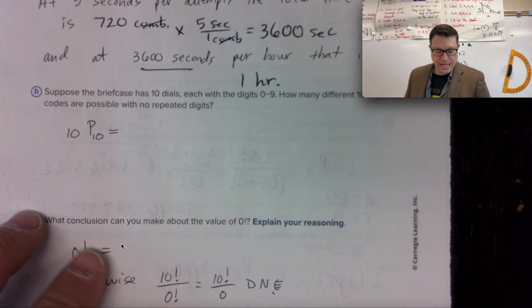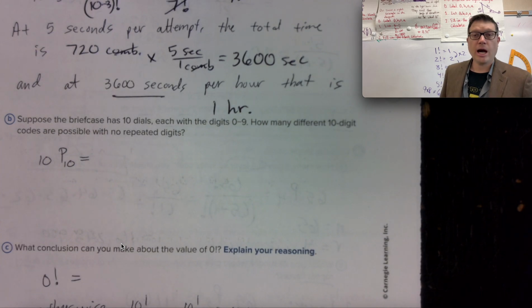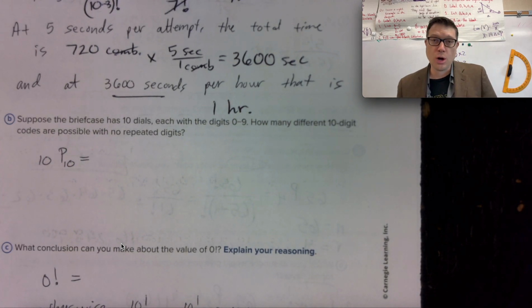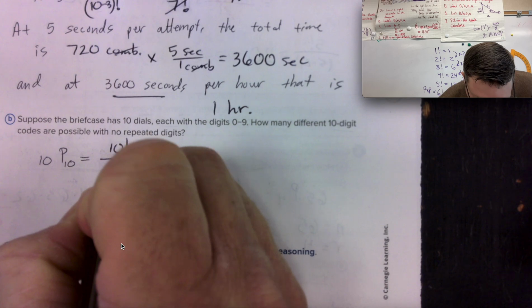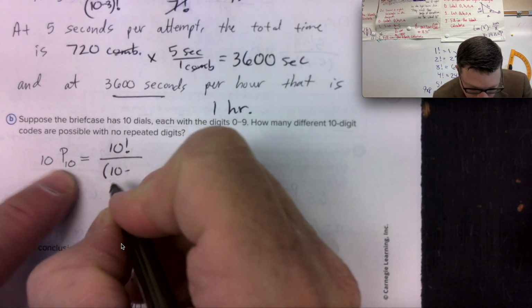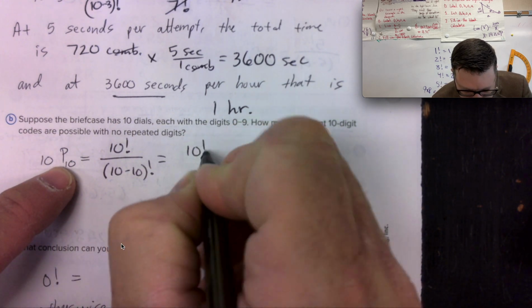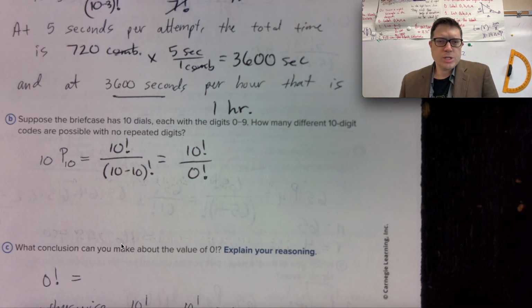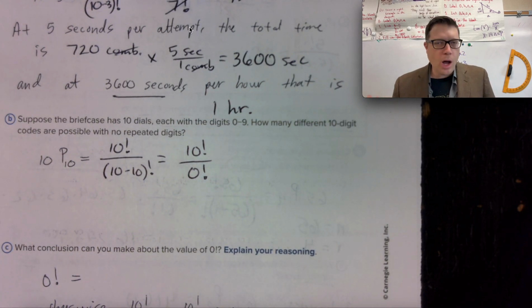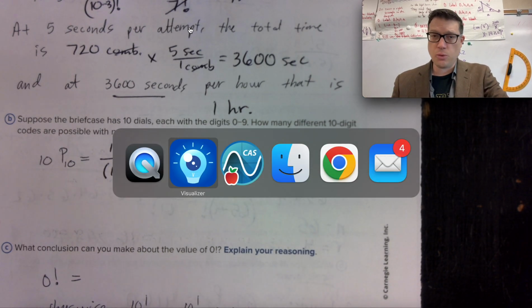Suppose the briefcase has 10 dials, each with the digits 0 through 9. How many different 10-digit codes are possible with no repeating digits? So the formula says this: 10 factorial over n minus r, so 10 minus 10 factorial. Whoa, this is going to be weird. You can't divide by 0. So is 0 factorial a problem or not? Let's go to the calculator and take a look. Can the calculator give us an answer for what 0 factorial is?